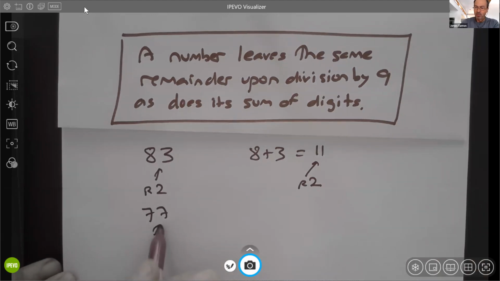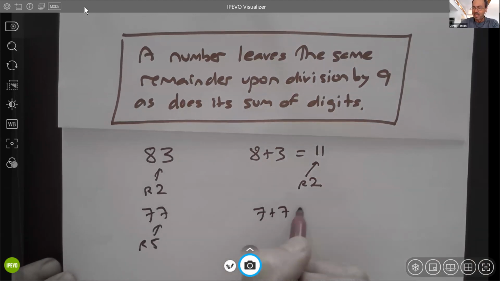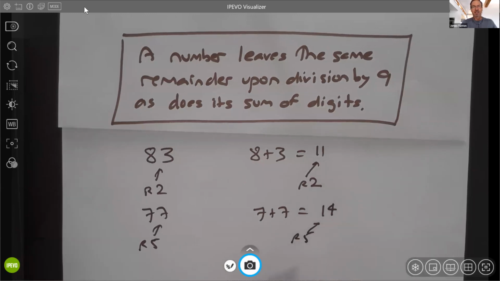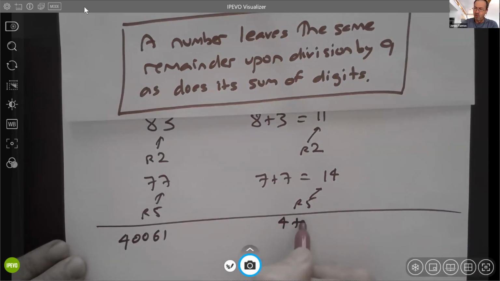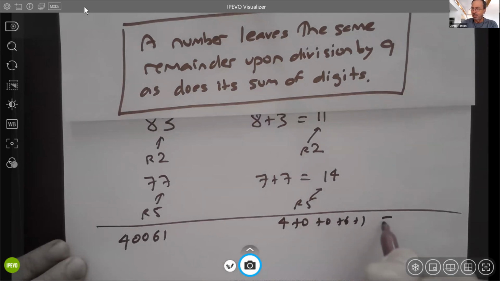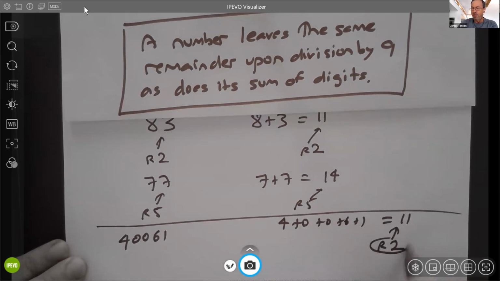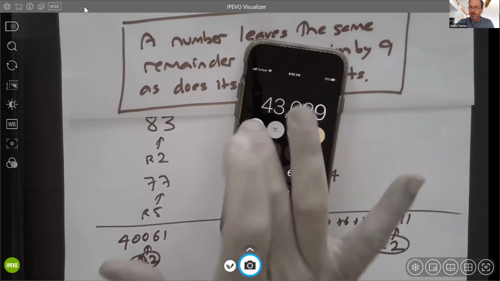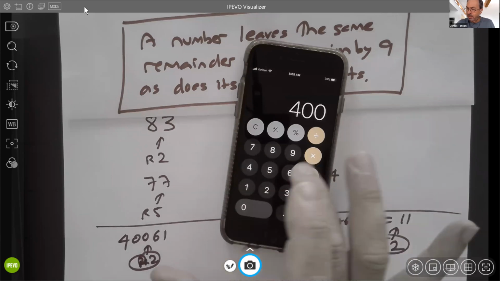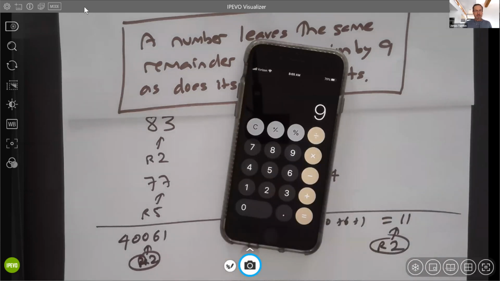77 is 5 more than a multiple of 9, a remainder of 5. And the sum of its digits is 14, also a remainder of 5. It's 5 more than a multiple of 9. Now let's do a crazy one: 40061. I don't know if that's a multiple of 9, but according to the rule, if I add up the digits, 4 plus 0 plus 0 plus 6 plus 1, that is 11. That has a remainder of 2 upon dividing by 9. So apparently 40061 also has a remainder of 2. Is that true? Let's get my calculator out again. If I divide 40061 by 9, I should get something that's not a whole number. In fact, it should be a whole number plus 2/9.